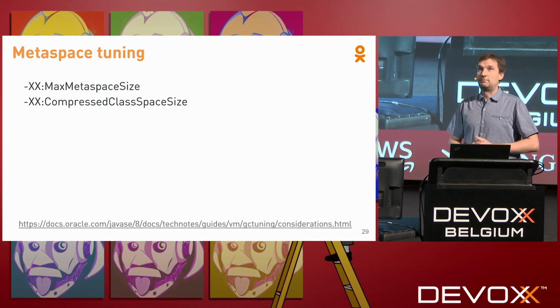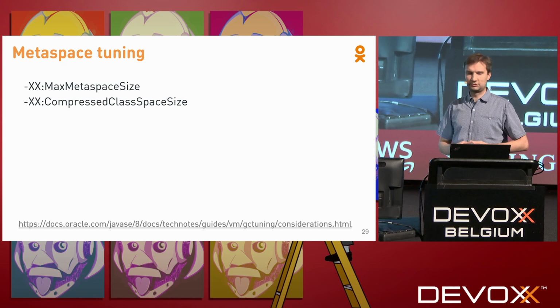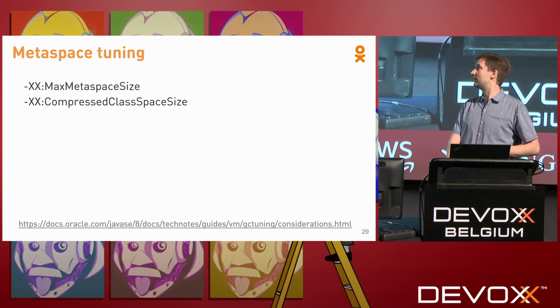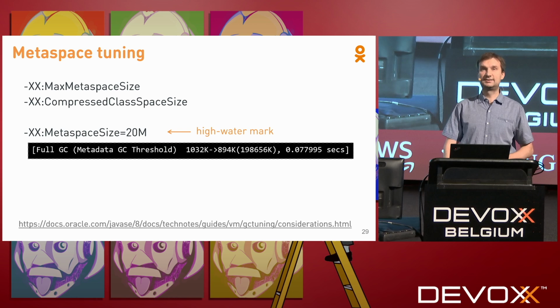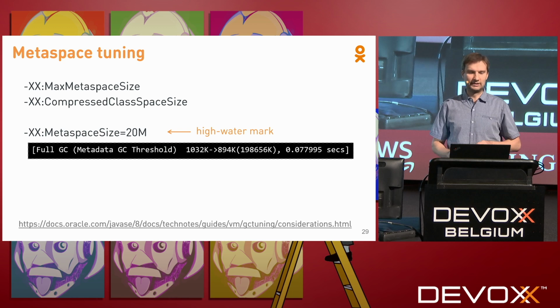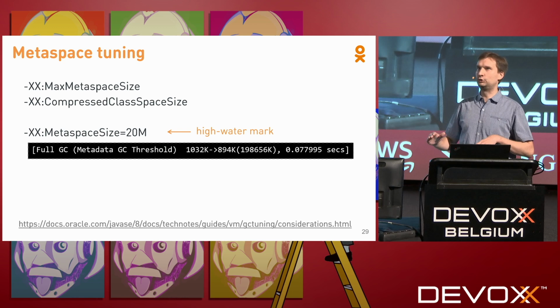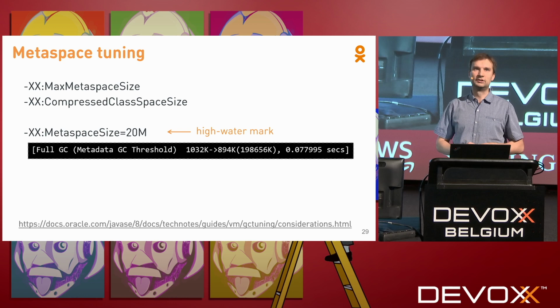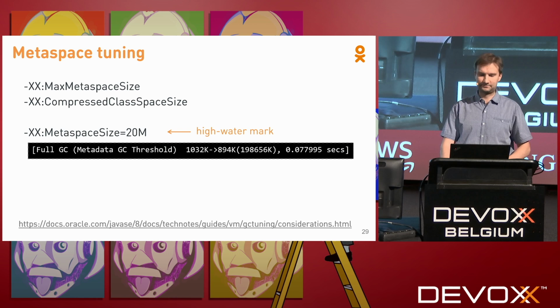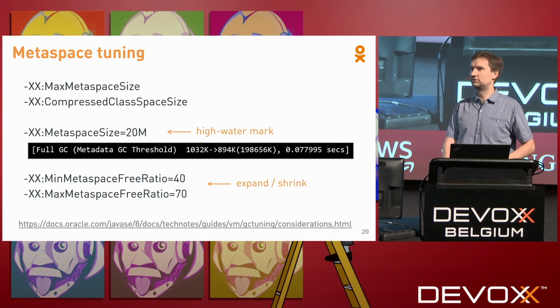But how to limit the metaspace footprint? First of all, there are two options that limit metaspace size and compressed class space size. By the way, MaxMetaspaceSize also includes compressed class space size. Another JVM option, which is often misinterpreted, MetaspaceSize, sets neither the initial nor the minimal size. It's instead the high watermark. So when the metaspace usage reaches this watermark, a garbage collection cycle is triggered. So if you ever see in GC logs such a message, Metadata GC Threshold, be aware that it's because of this watermark. Metaspace can also grow and shrink, and these two options configure how aggressively it does so.